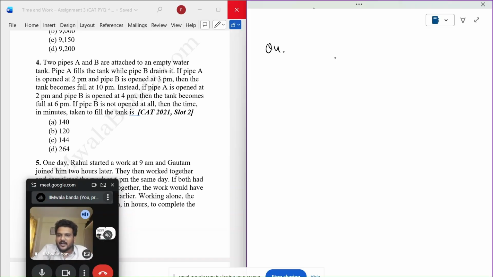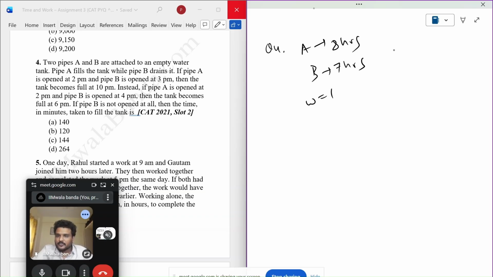Two pipes A and B are attached to an empty water tank. Pipe A fills the tank while pipe B drains it. Nothing to write, you can remember that B is a drain pipe. Pipe A is opened at 2 p.m. and pipe B at 3 p.m., so a 1 hour difference. Then the tank is full by 10 p.m. So A was opened from 2 p.m. to 10 p.m., 8 hours, and B 1 hour later, so 7 hours. And it got full. Work done was 1.